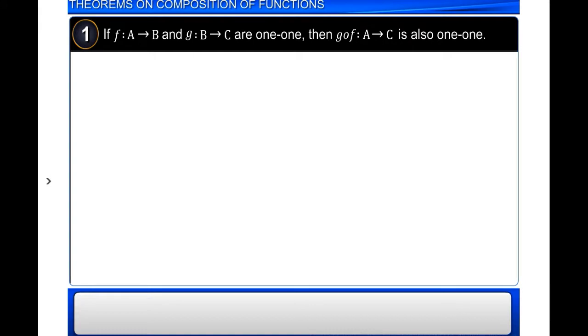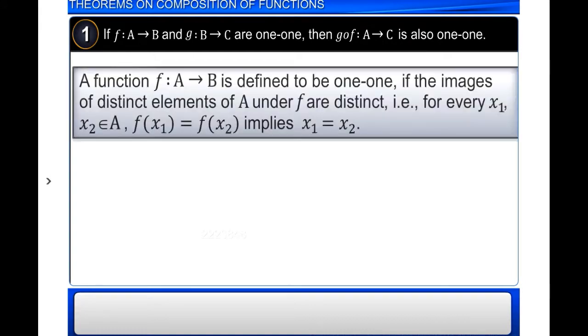Let's recall: when is a function said to be 1-1? A function f defined from A to B is said to be 1-1 if the images of distinct elements of A under f are distinct. With the help of this result, let us begin the proof.